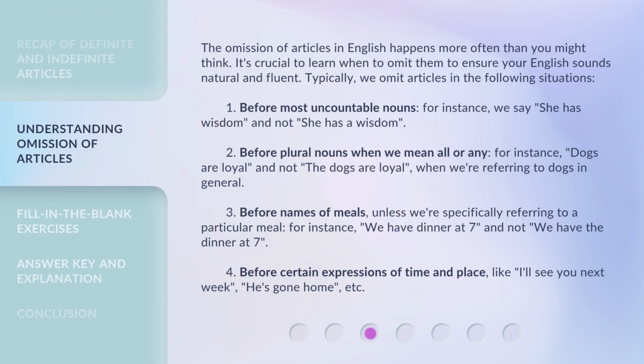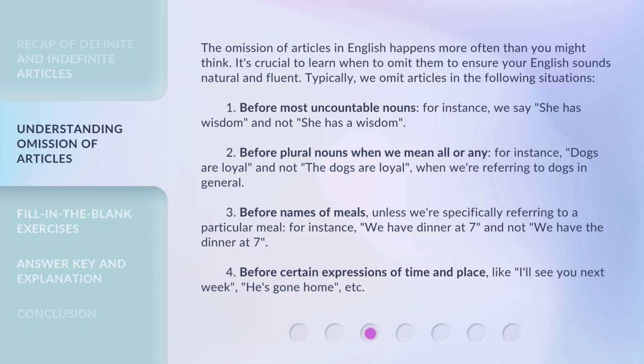The omission of articles in English happens more often than you might think. It's crucial to learn when to omit them to ensure your English sounds natural and fluent. Typically, we omit articles in the following situations. 1. Before most uncountable nouns. For instance, we say, she has wisdom, and not, she has a wisdom.